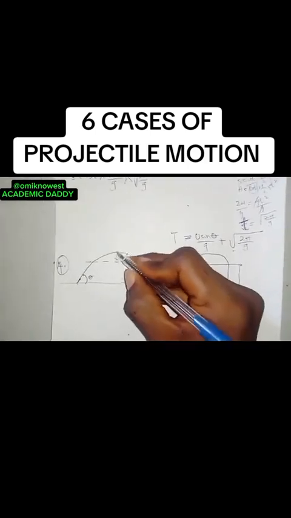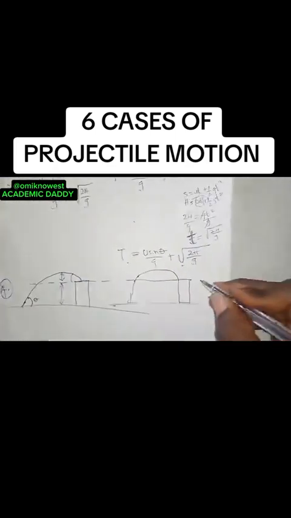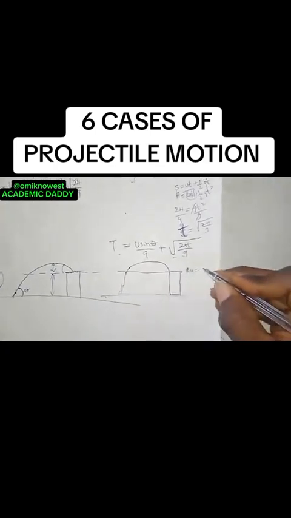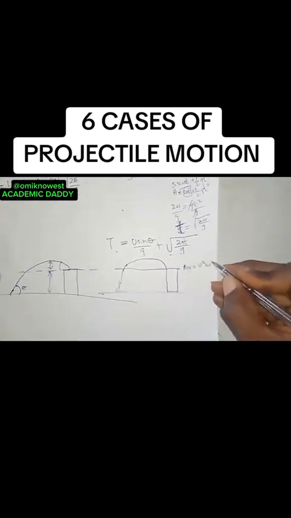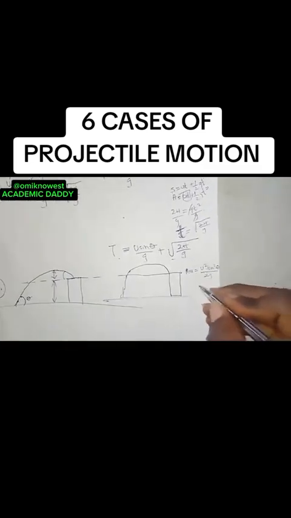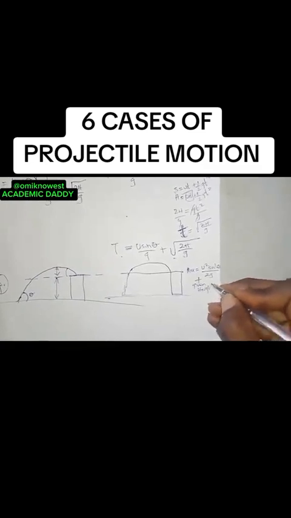The height will simply be the same way you do for case 1. That is, the maximum height in this case 4 will simply be u square sine square theta, you know sine square theta is the same as saying sine theta square, all over 2g, plus the given height. That is how you find the maximum height.